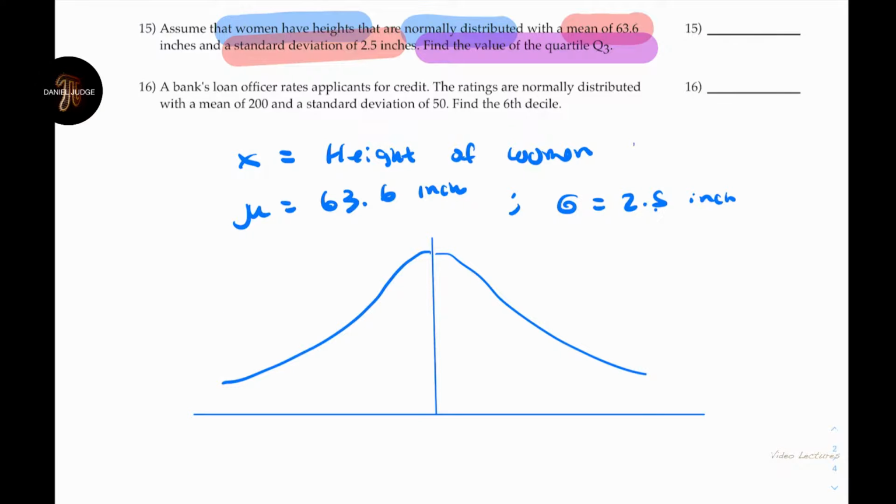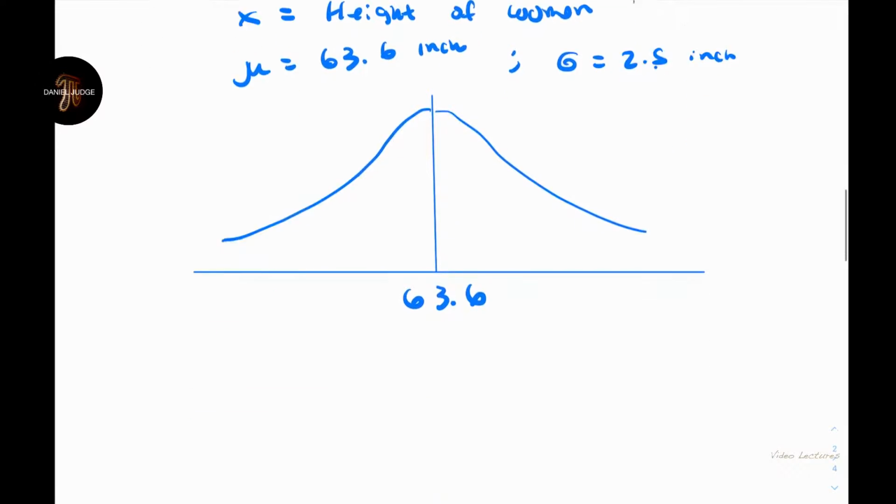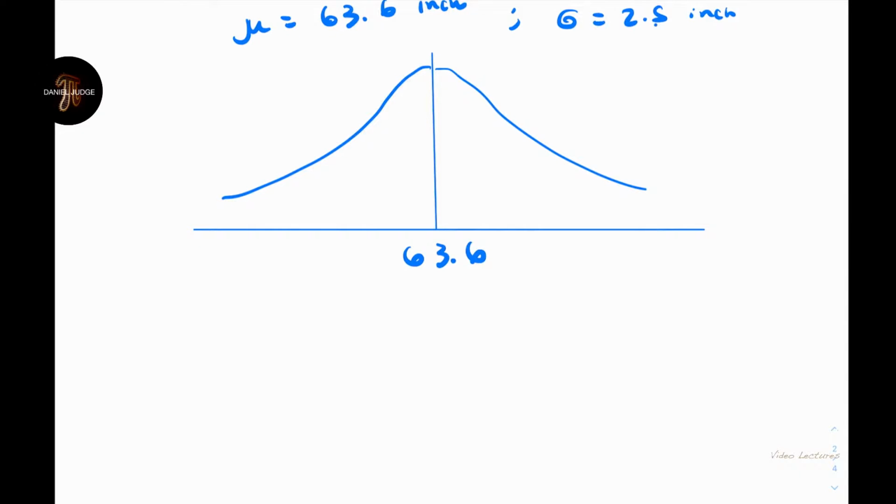Third quartile, remember, 63.6 is really the 50th percentile value right here. Remember, 50% of the area. It's also Q2 by definition. So the third quartile, again, is to the right here. Q3.